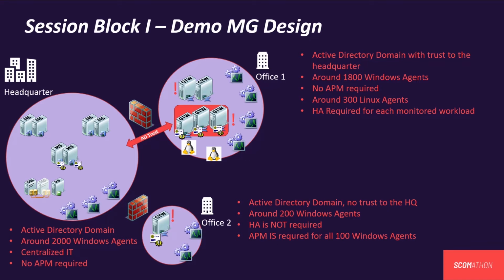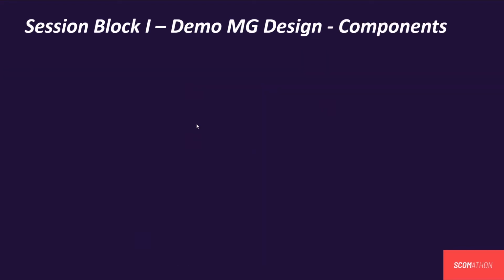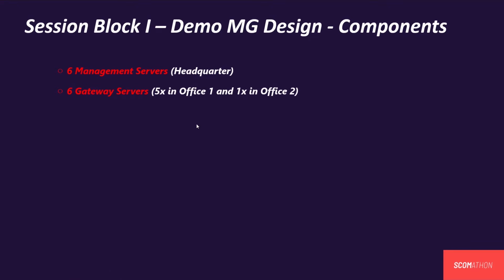So before going to this, let us do a summary of the components we will need, and that would be also required from you guys. Please note or write down the number of servers or components which you have used for your solution. This is mine. So first I have 6 management servers. All of them are, of course, in the headquarter. I have 6 gateway servers, 5 in Office 1 and 1 in Office 2.